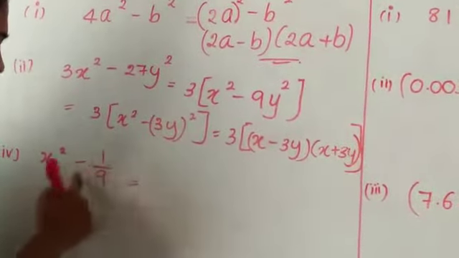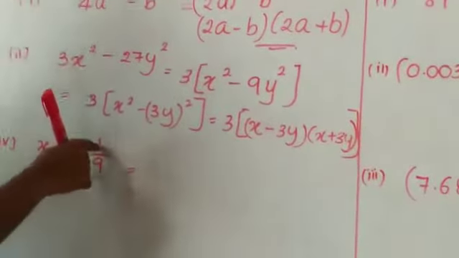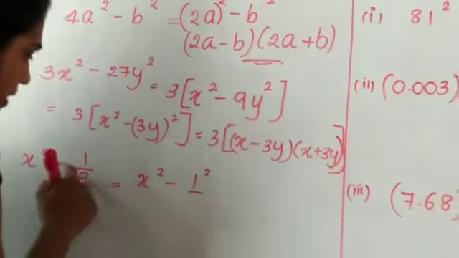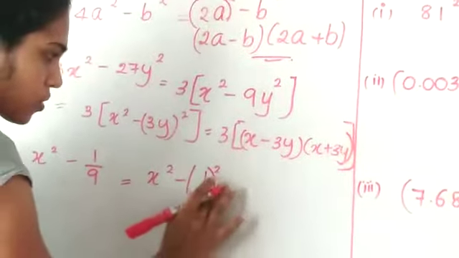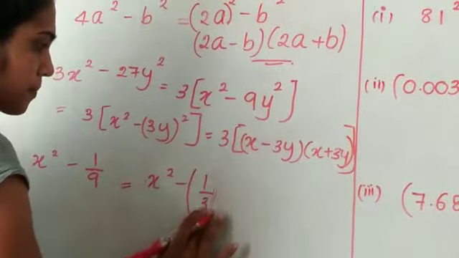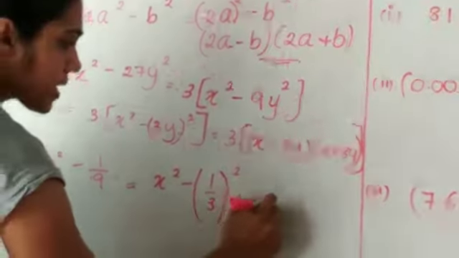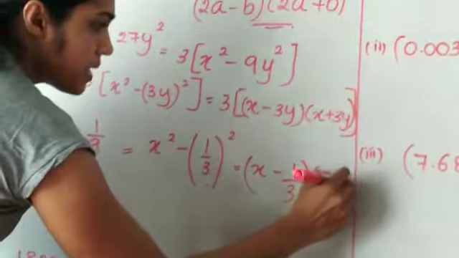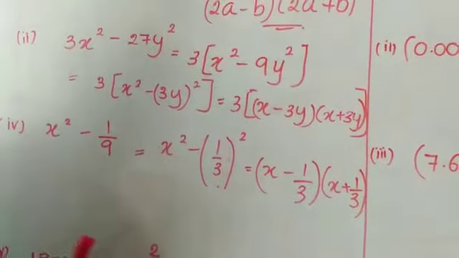Here I have to place this also as a square number. You know 1 squared is what? Always 1. So x squared, 1 squared, and 9 I can write as 3 squared. So I will just write it as whole thing squared. Now I can rewrite my answer as (x minus 1 over 3)(x plus 1 over 3). Moving on to the next one.